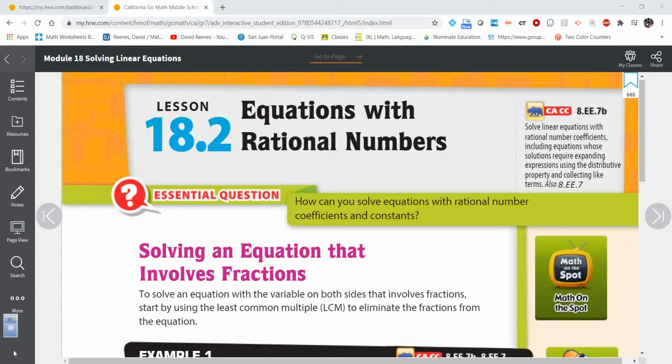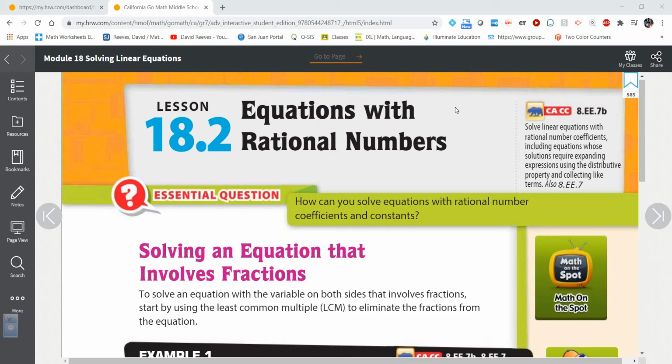And today in this video, we are looking at lesson 18.2 in the Accelerated Math 7 textbook, brought to us by HMH, Equations with Rational Numbers. All right, so we've done one-step equations. We've done two-step equations. Our last equations we solved were equations with variables on both sides. Now we're going to look at equations with rational numbers.